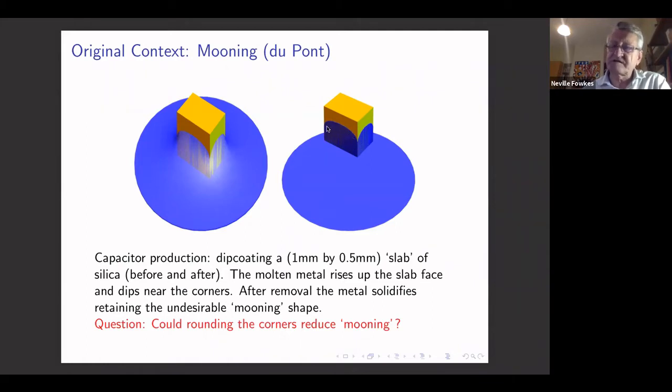Now that's a bit of a disaster because that's evidently a weak point, and so the capacitor is likely to lose its metal. Of course, having done one side of the capacitor like this, you then do the other side, and there you have a capacitor. So DuPont wanted to know, well, look, how can we remove that mooning, the process they call mooning, and make a big difference to their industry? My feeling about this was that if you rounded the corners up here, you're going to reduce this effect. And then the question is, well, will that work? Okay, so that's the context.